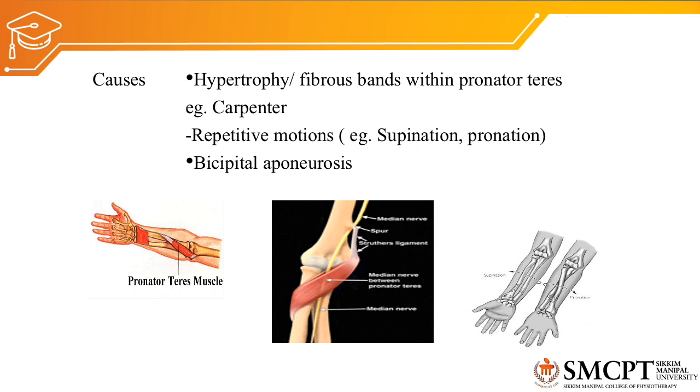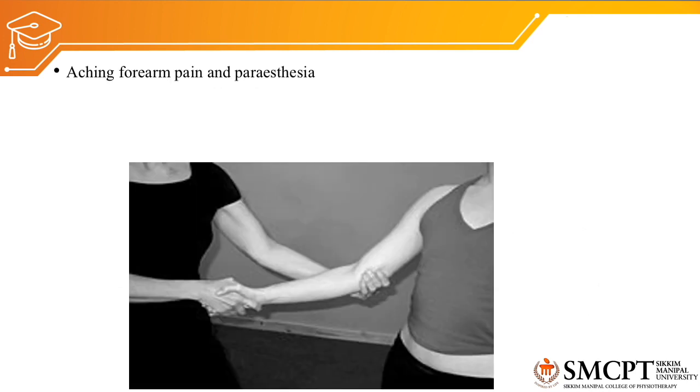Repetitive motions of supination and pronation can cause compression of the median nerve within the pronator muscle. So, if you constantly supinate and pronate, the repeated contraction of the pronator teres can compress the median nerve. Bicipital aponeurosis, if it is thickened, may cause compression of the median nerve within the pronator teres.